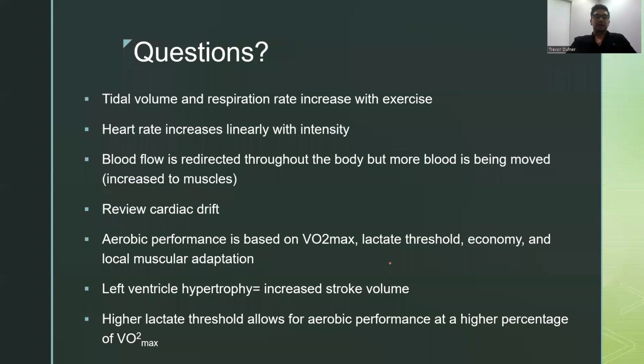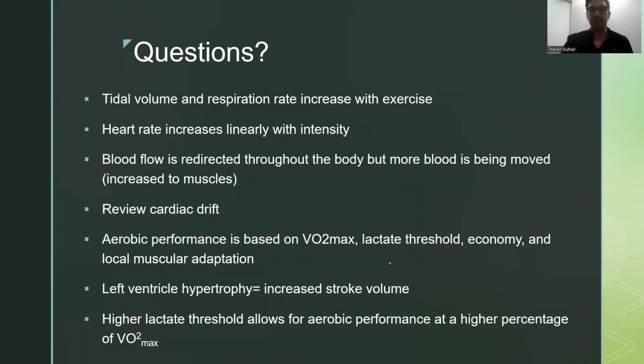So look at this, our summary here. Tidal volume and respiration rate increase with exercise. So the amount of air that we can breathe in and the respirations themselves increase. Heart rate increases linearly with intensity. So we know that as you begin to work out harder, your heart rate is going to increase. But if you are increasing stroke volume, your heart rate does not need to increase at as high a capacity.